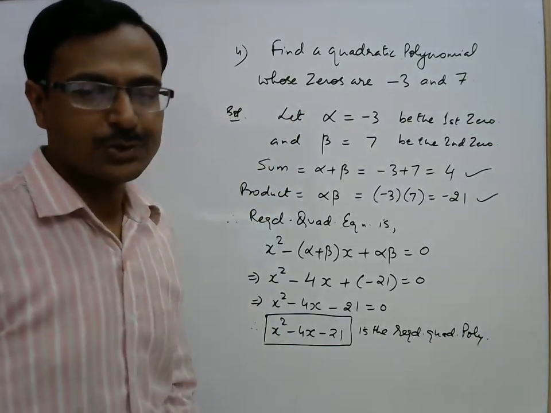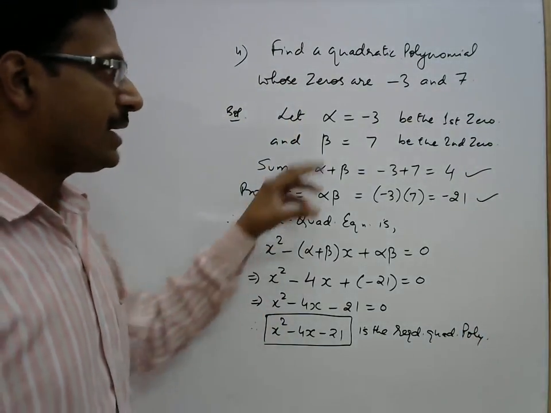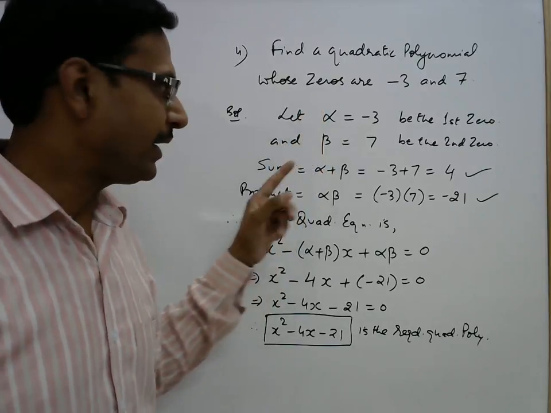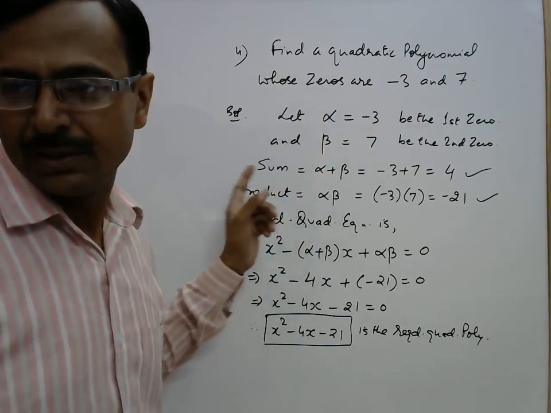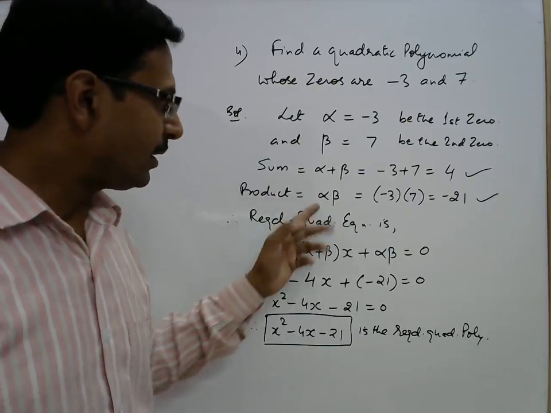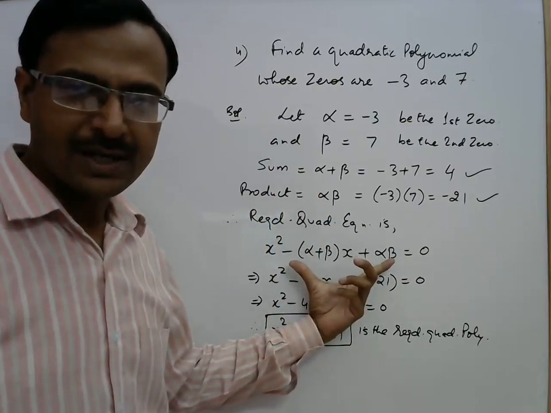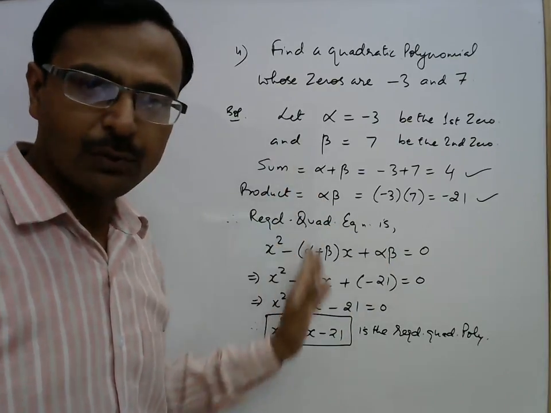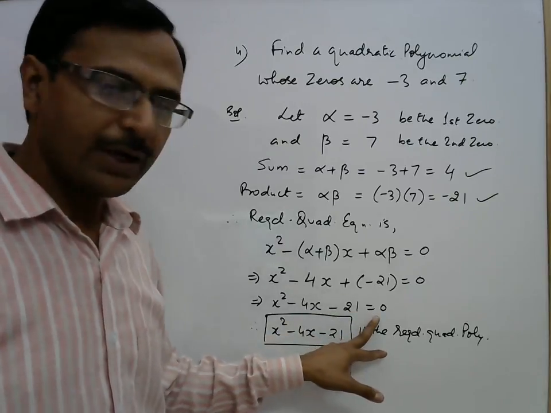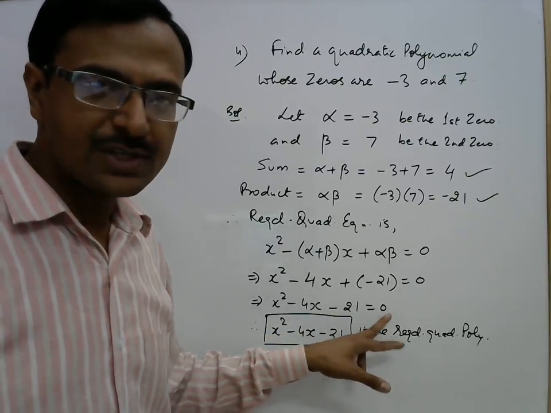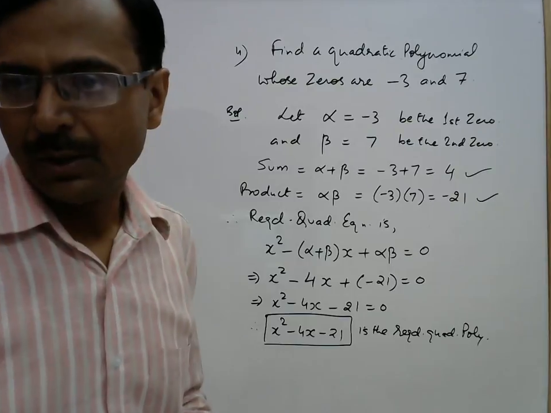So whenever the zeros are given, assume them as alpha and beta, and then find the sum alpha plus beta, product alpha beta, put it in the formula which I have been telling you in all the 4 questions, and then obtain the quadratic equation. From that, remove 0 to get the quadratic polynomial.